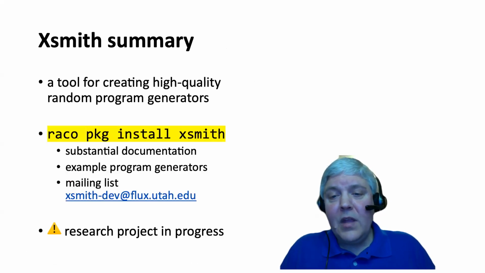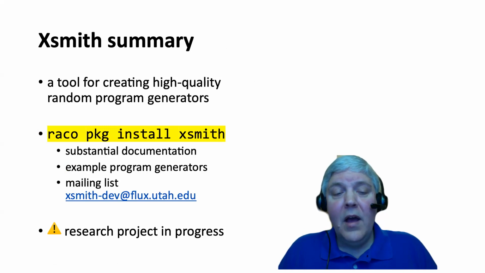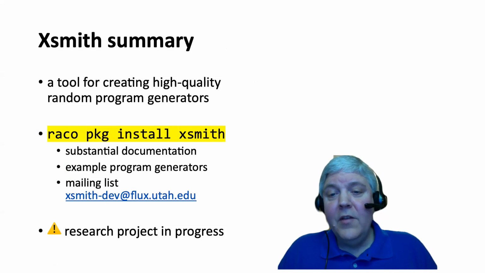So just to wrap up, Xsmith is a tool for creating high-quality random program generators. You can install it from the standard Racket package catalog. It comes with substantial documentation. It comes with a variety of example program generators. If you'd like to try it, we have a support mailing list, but I want to caution you that this is a research project in progress. So things might not always work just like you'd like them to, but we are interested in working with you.